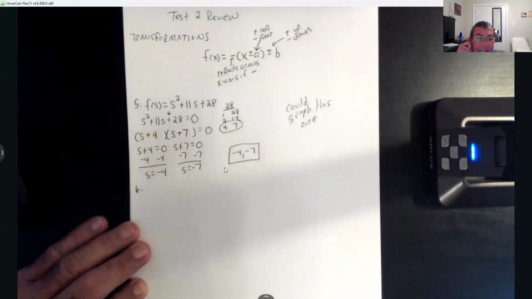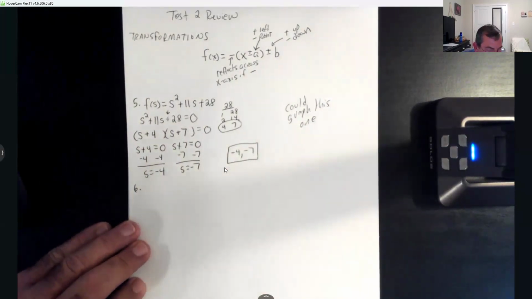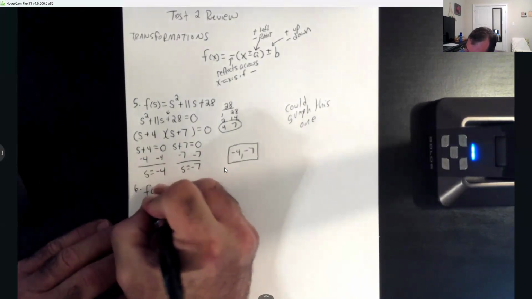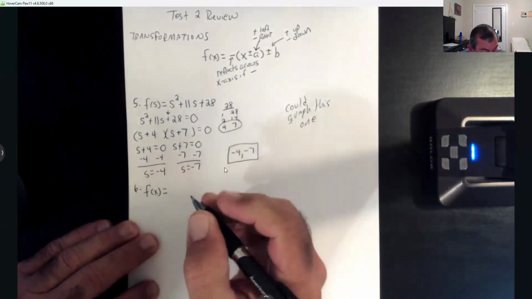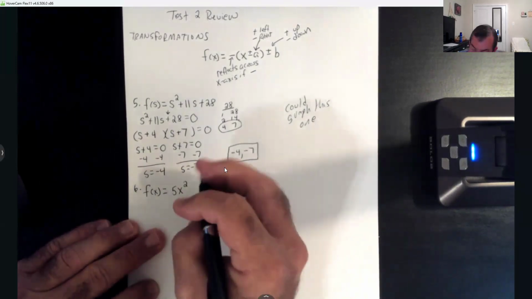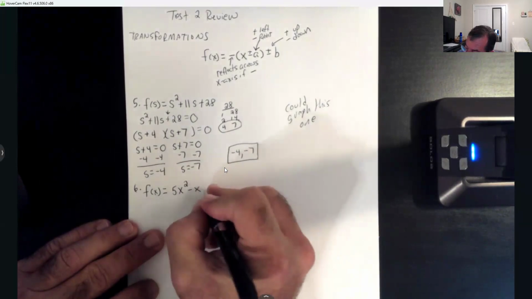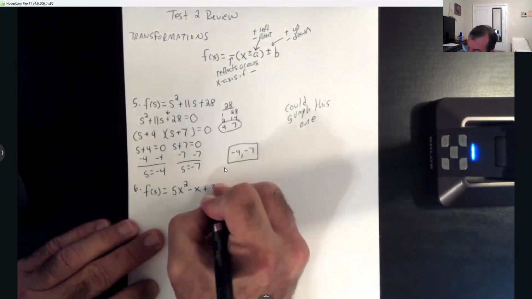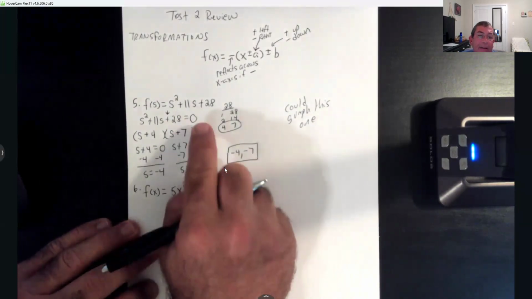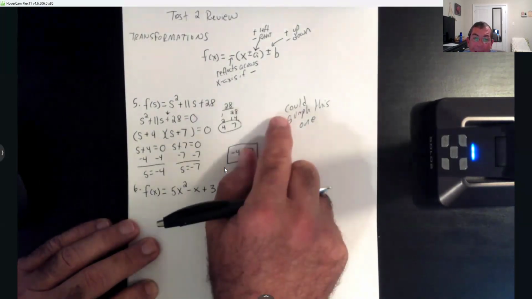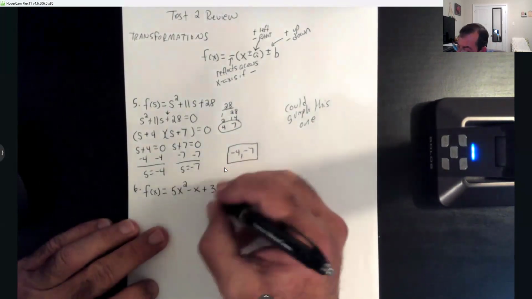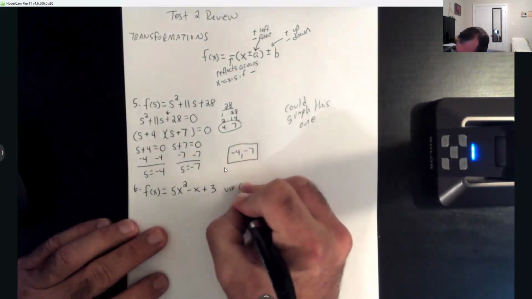All right, now number 6 says find the zeros algebraically. So number 6, they gave me f of x equals 5x squared minus x plus 3. Now, y'all, the difference between 5 and 6: on 5 you could factor or graph or do the quadratic formula. On number 6, we have to use the quadratic formula.